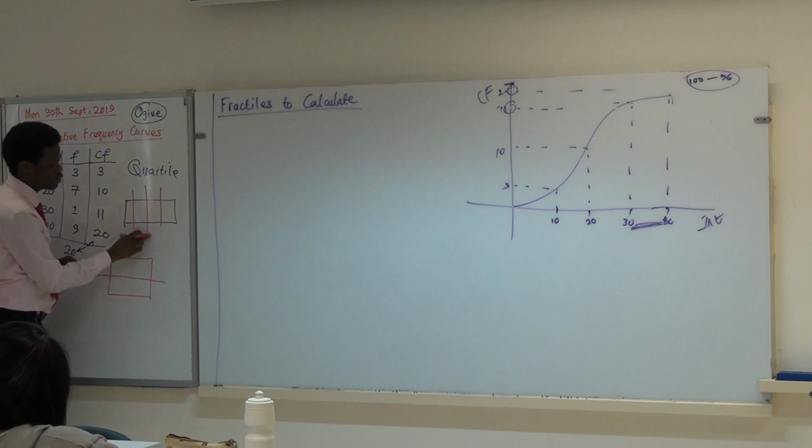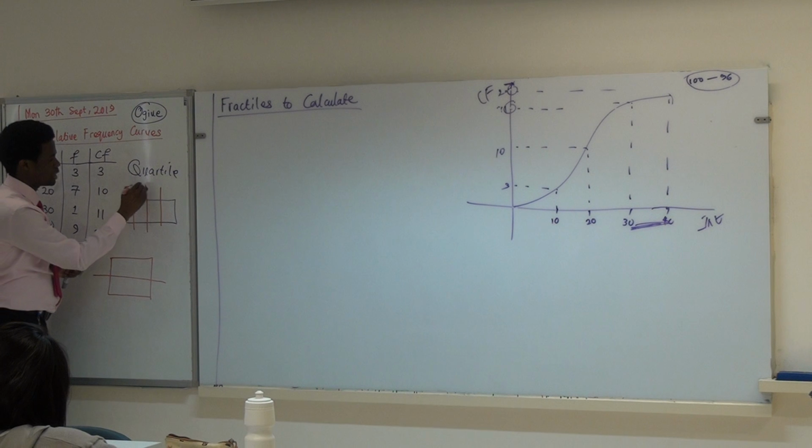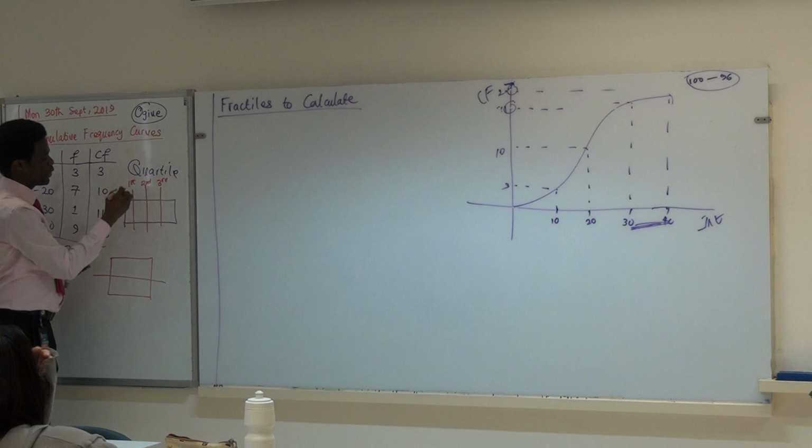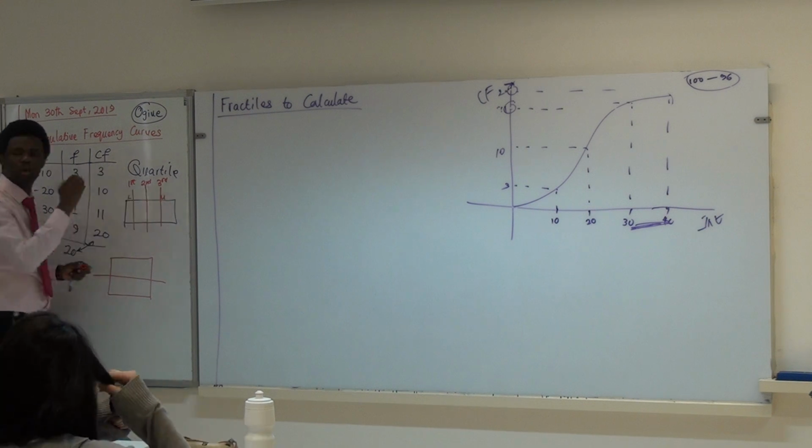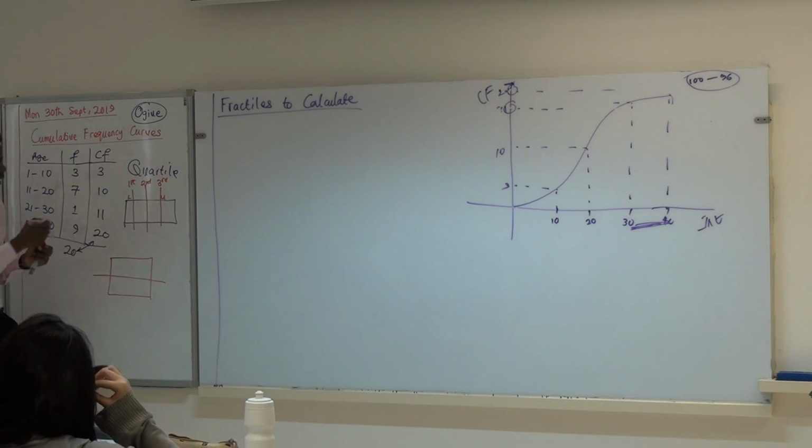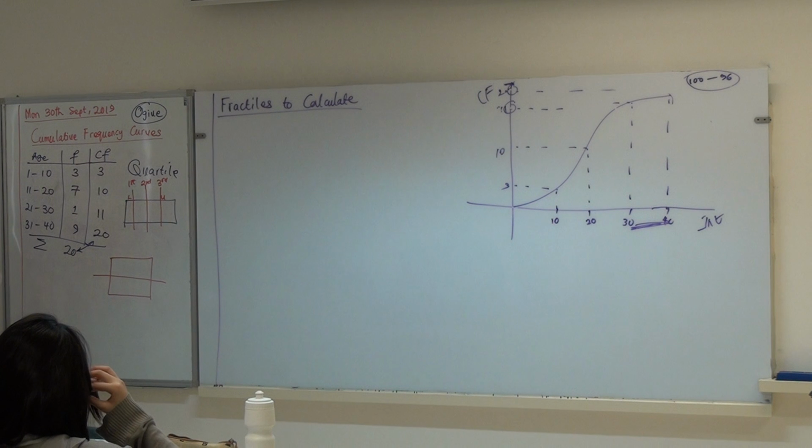So this middle one, this one is the one that divided into 2 equal parts, right? This is the second quartile. The second quartile, the first quartile, and the third quartile. Or we call this the lower quartile and the upper quartile. Okay? Now, this second quartile has a name that we are familiar with. What is that thing that divides the distribution into 2 equal parts?